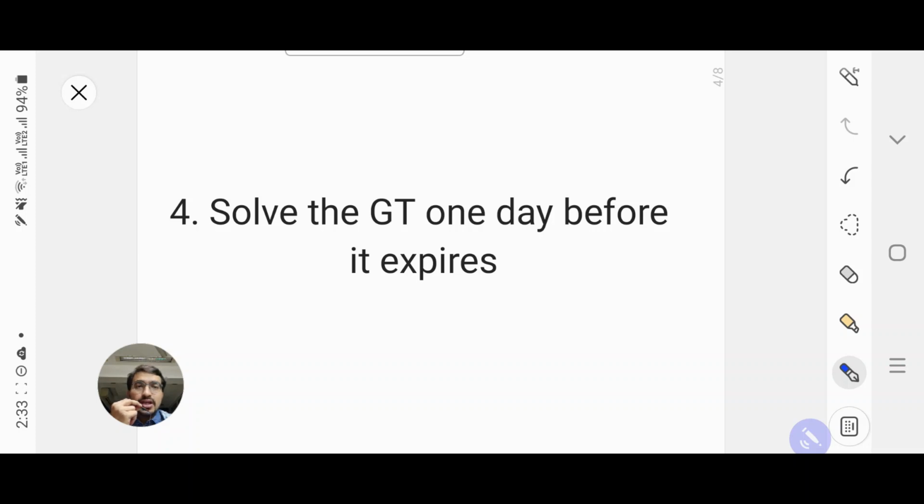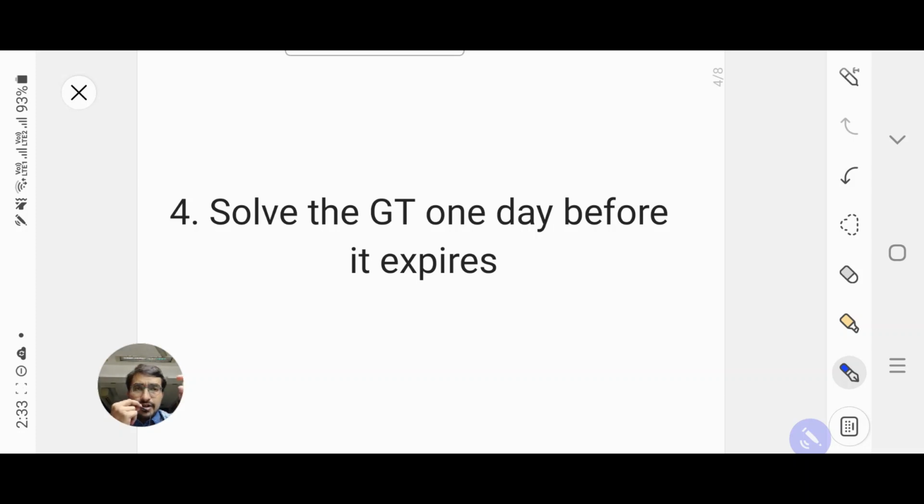Point number 4, solve a GT one day before it expires. GT is available for I think 4 or 5 days, so make sure that you wait till the end. Why? Because if you solve a GT on day number 1, then you will get the result on day 5. So after 5 long days, you will be getting your result. And the result of any GT is not important. The most important part of it is the review part.